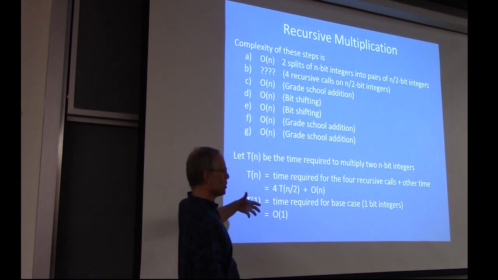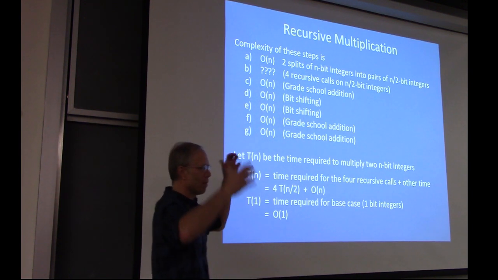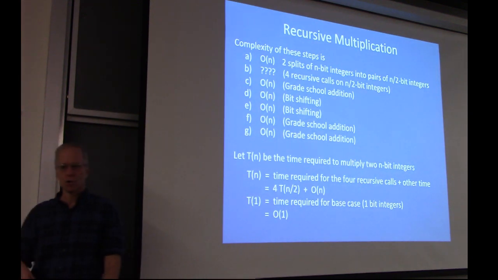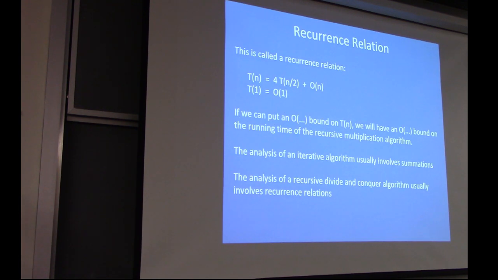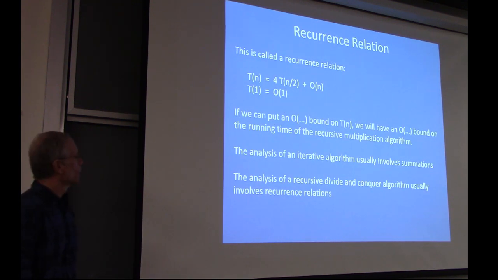So the recurrence relation expresses the cost of dealing with a problem in terms of the cost of dealing with smaller problems. So the unknown here is T of n. So essentially we've got to solve for T of n, or in our case we're just going to put a bound on T of n.